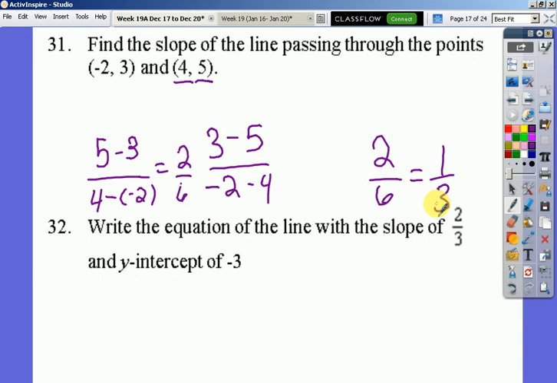Number 32 says, write the equation of the line with a slope of 2/3 and y-intercept of -3. How do I do that? Well, you have to write it out in the equation. Like y equals 2/3 x minus 3. Perfect.